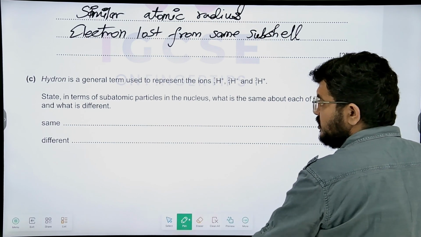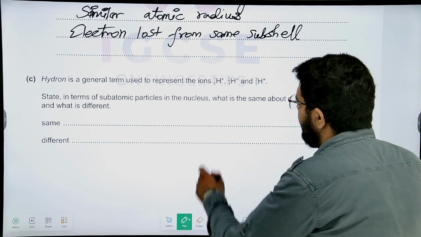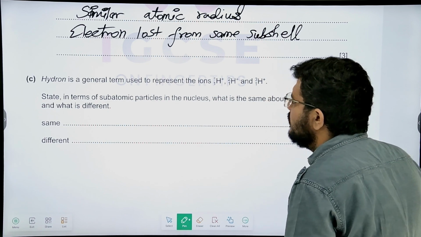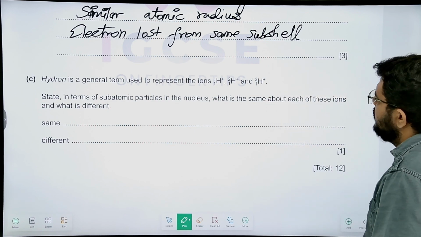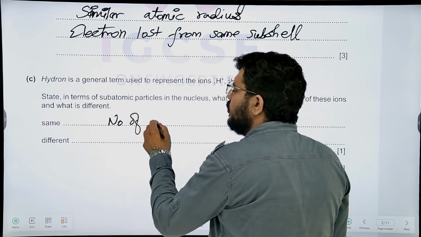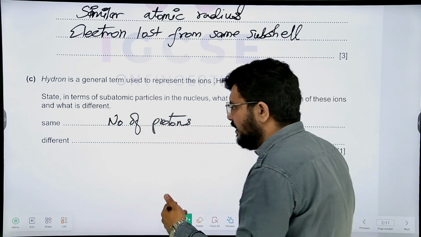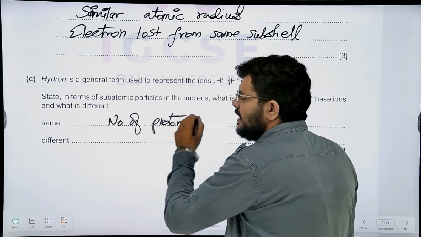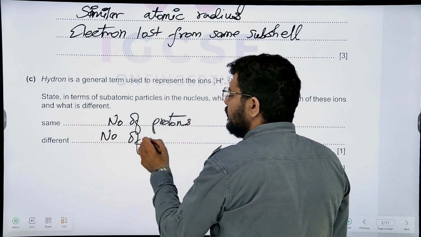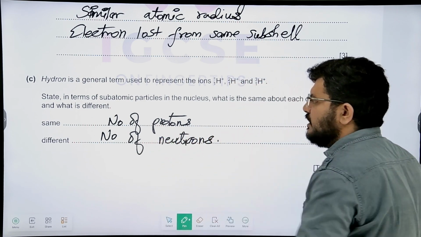Hydron is a general term used to represent the ions 1H plus, 2H plus and 3H plus. All of them are hydrogen. State in terms of subatomic particles in the nucleus what is the same about these ions and what is different. So same number of protons. What are these? These are isotopes, and all of them are isotopes. So they have same number of protons and they have different number of neutrons, right? The question is about isotopes.